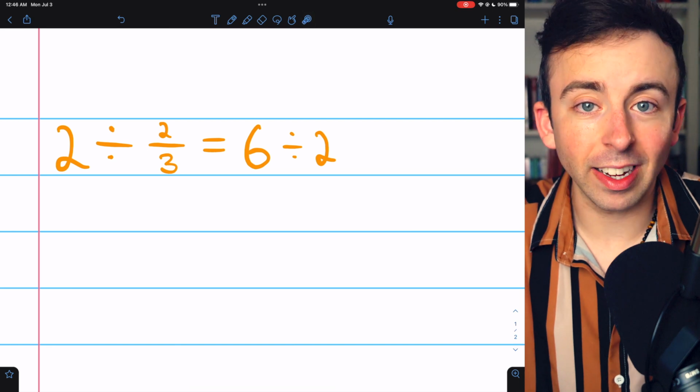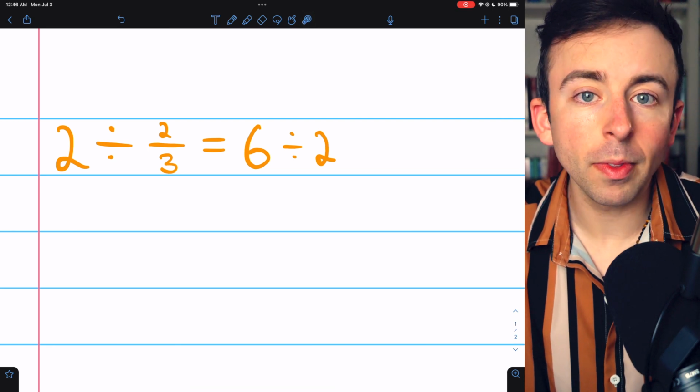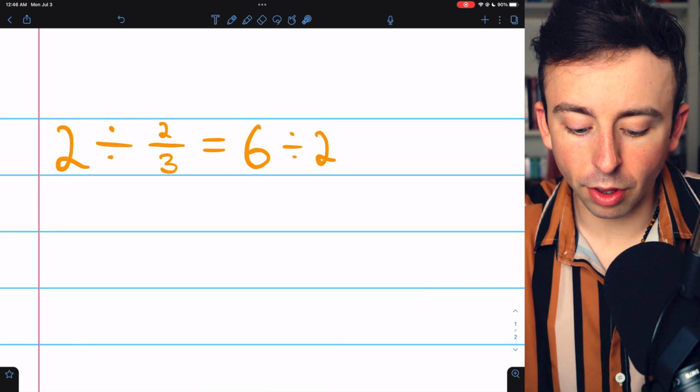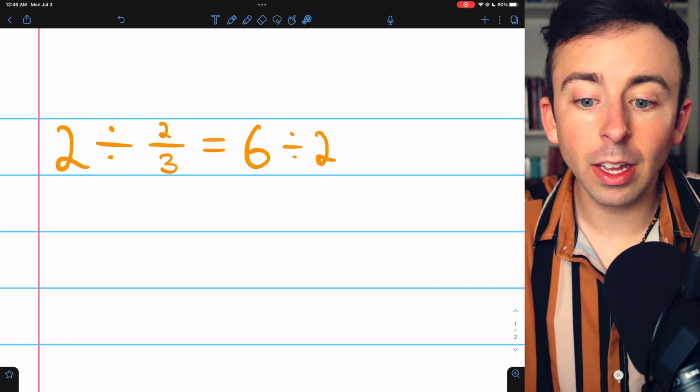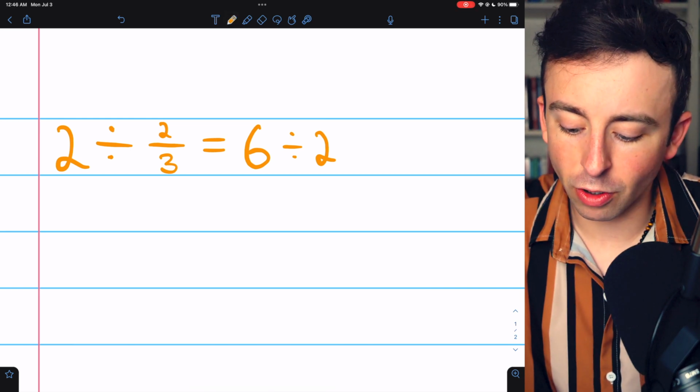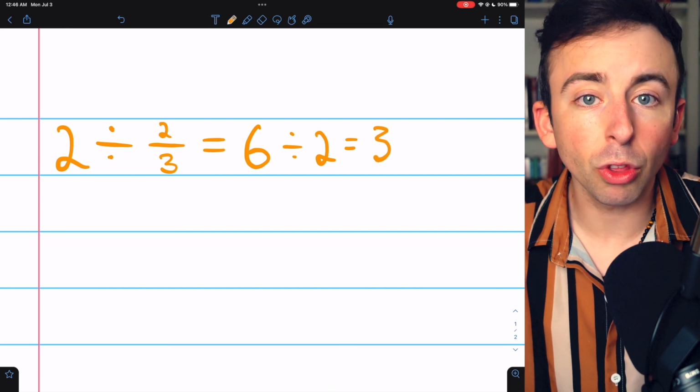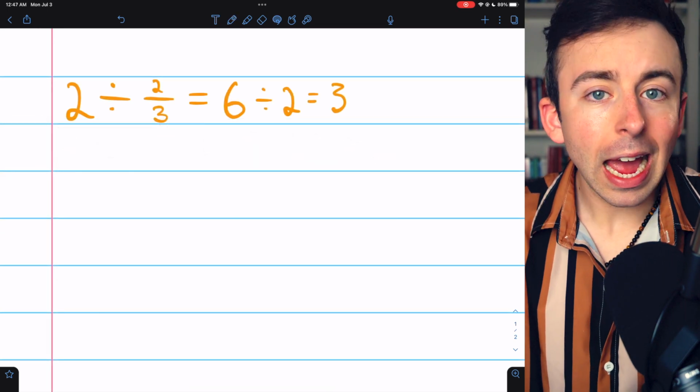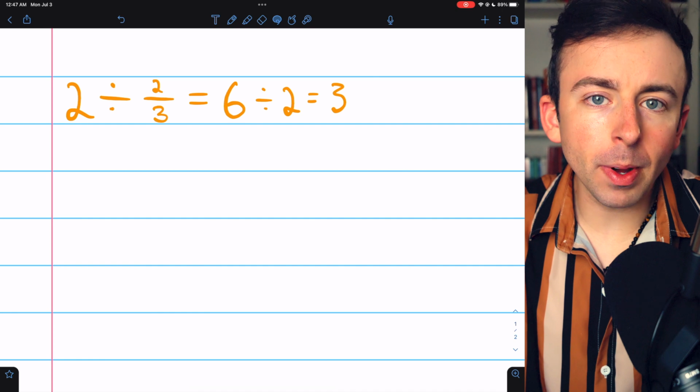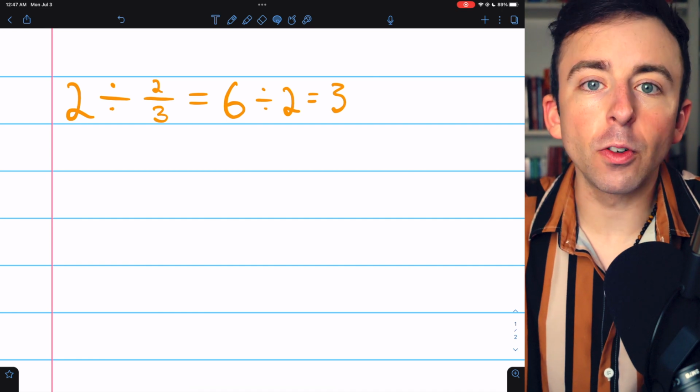Because there are 6 thirds in 2, we want to know how many times 2/3 goes into 2, so we end up doing 6 divided by 2, which turns out to be 3. That's an explanation of how this actually works, but there is a much easier way to do and remember it.